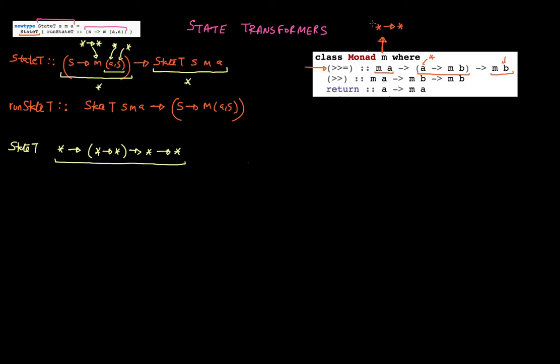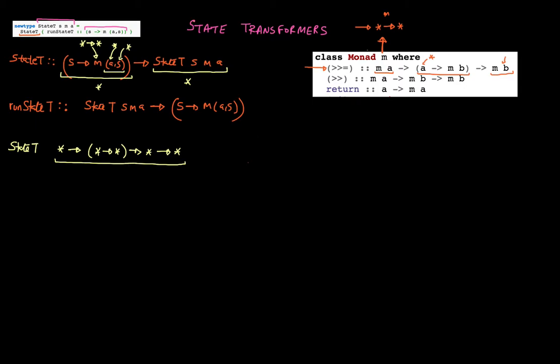Okay, so this is the kind for M here, and all it means is that if I want to create an instance of the monad type class, I must ensure that whatever I pass in place of M has the same kind signature as this over here. So in the last video, we looked at the kind signature of StateT, and it's obvious that the kind signature for M here and the kind signature for StateT do not match.